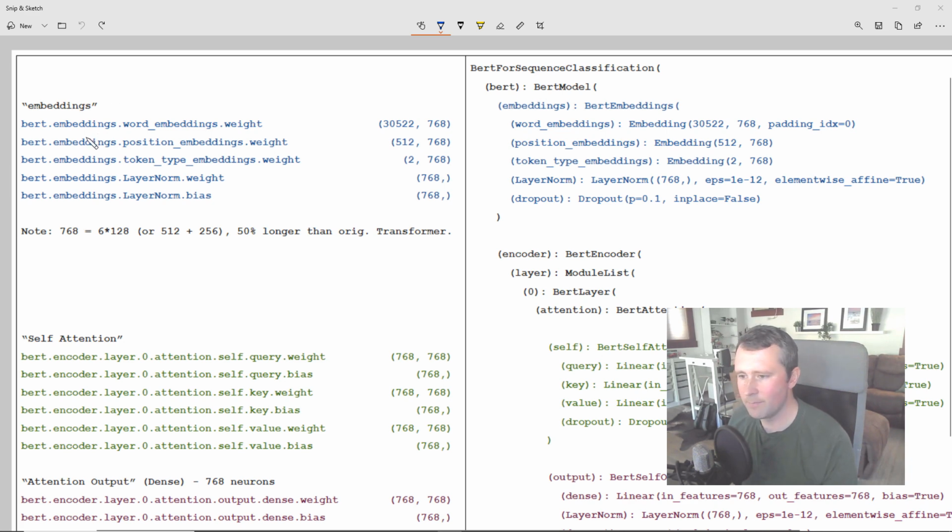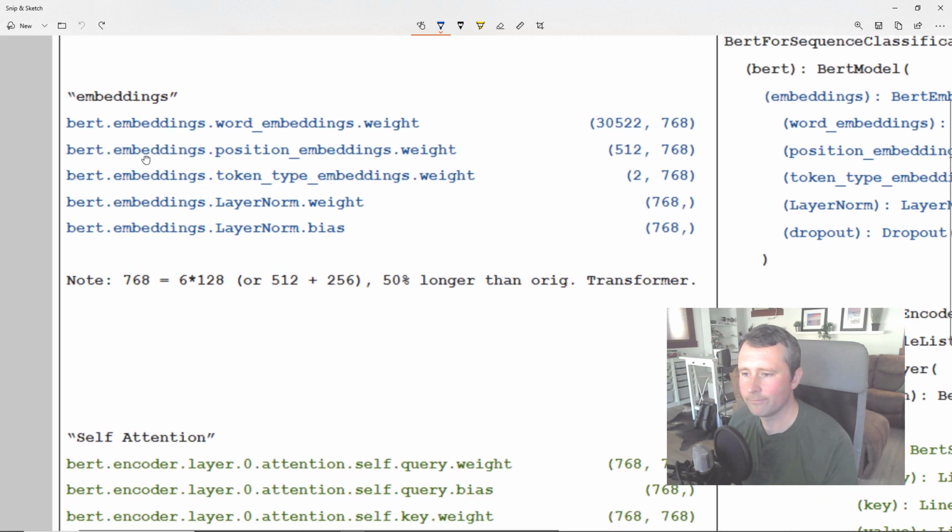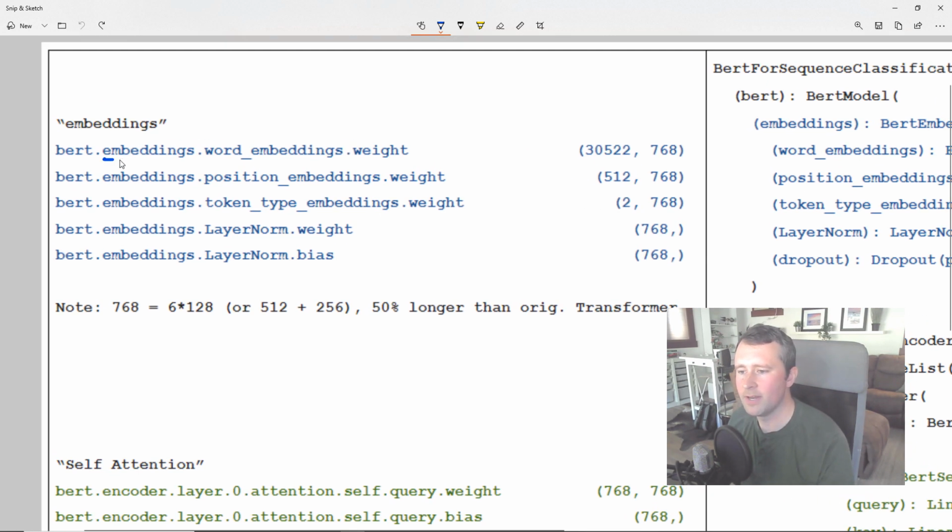So we start with an embedding layer here. It's named embeddings, and it's got a number of different parameters in it. We've got the word embeddings, which have the following dimensions. So this is 30,000 words in our vocabulary, and then 768 is the length of the embeddings. Kind of an unusual number, 768. It's actually 512 plus 256, if that helps you to think about it.